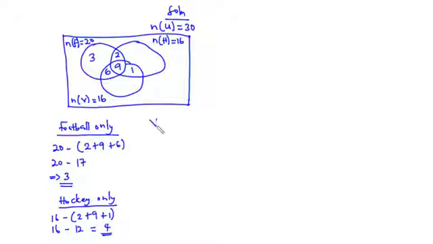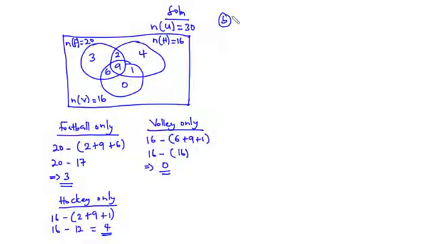Now for volley only, the number of students who play volley is 16. So 16 minus, let's consider this circle. So we have 6 plus 9 plus 1. 6 plus 1 is 7. 7 plus 9 is 16. So 16 minus 16 is 0. So it means that we have no students playing volley only. So we've been able to complete our Venn diagram. So hockey only we have 4, volley only we have 0.